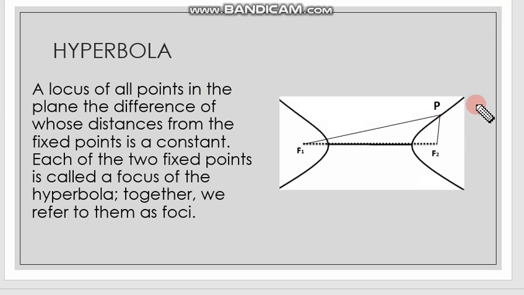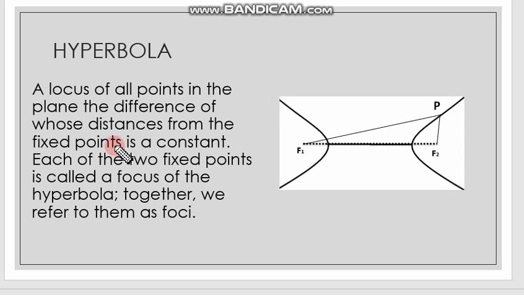So this is the definition of a hyperbola: a locus of all points in the plane, the difference of whose distances from two fixed points is a constant. Each of the two fixed points is called a focus of the hyperbola. Together, we refer to them as foci.